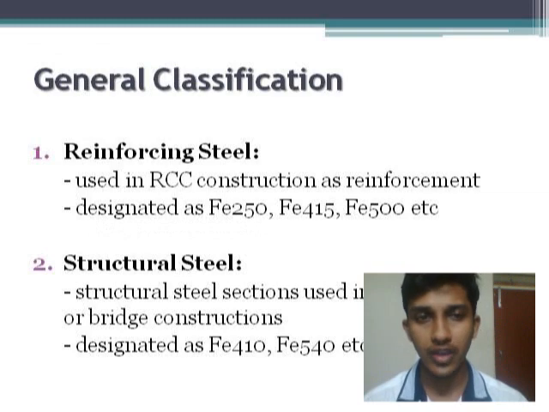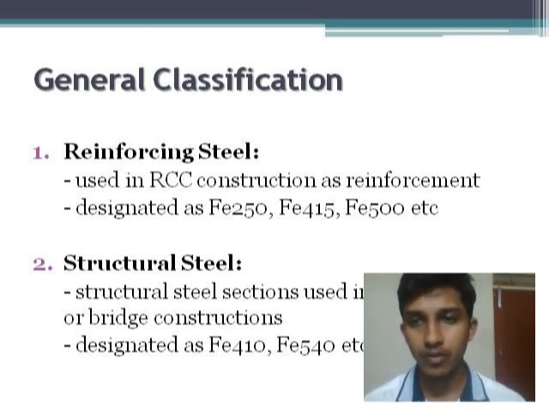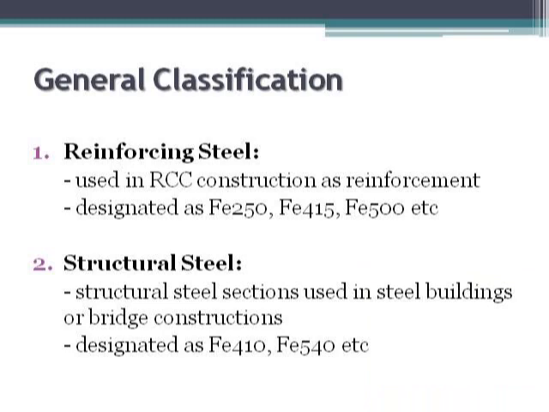So moving to classifications. First, we'll see the general classification. In general classification, we have reinforcing steel and structural steel. Reinforcing steel is one that we use as reinforcement in any of the RCC buildings. The bars that we use of different diameters come under reinforcing steel. It is designated as FE 250, FE 415, then FE 500. These are the general grades that we use for the bars in RCC structures.